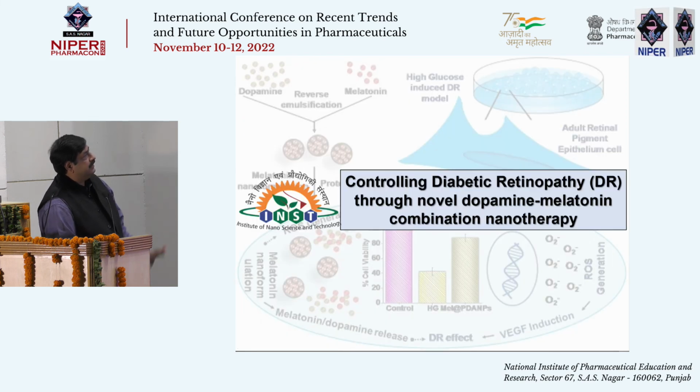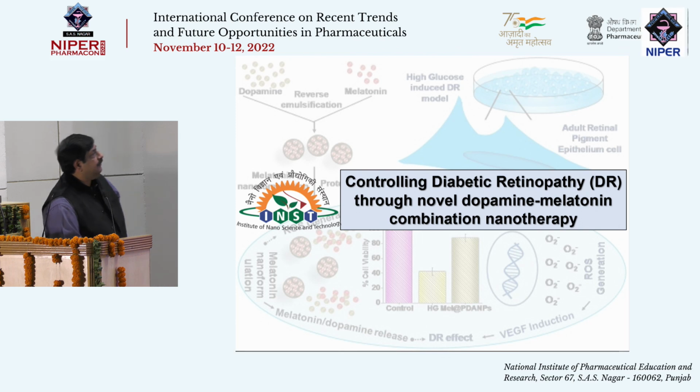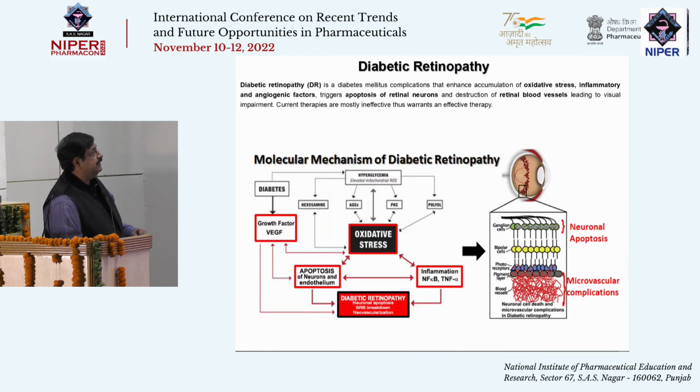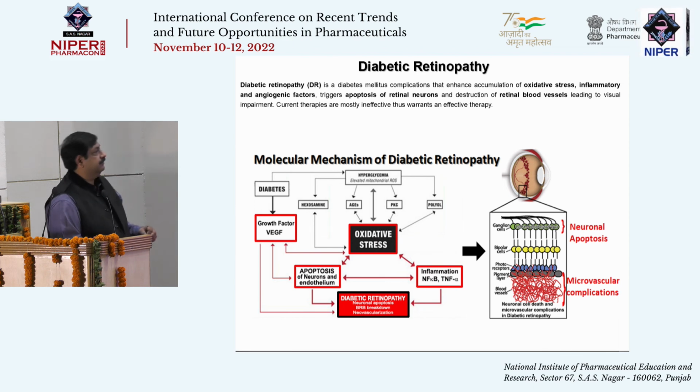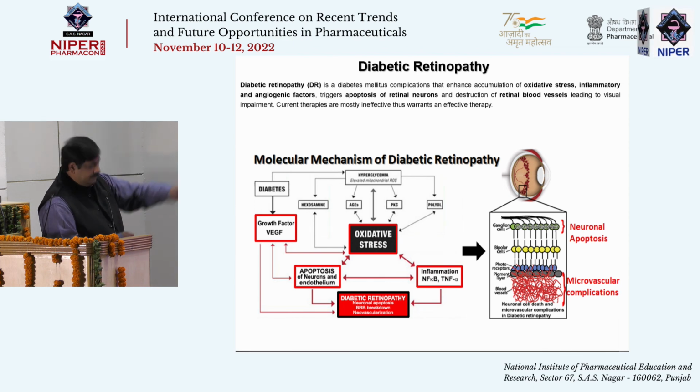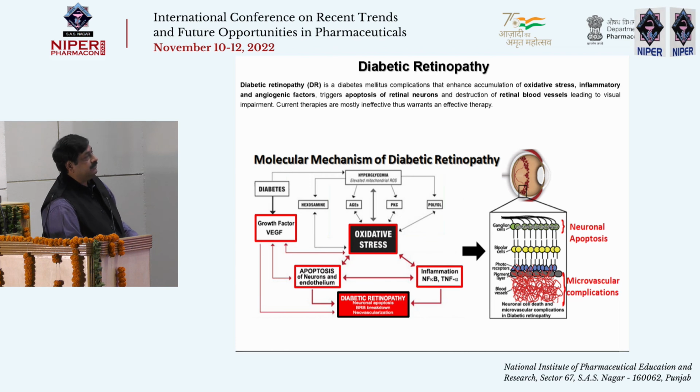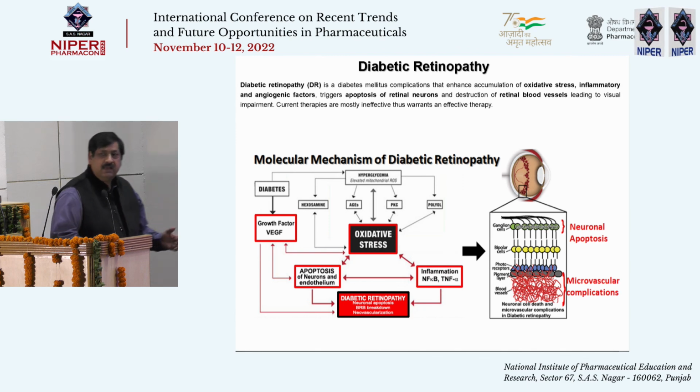And this is the last project, where we have used the dopamine-melatonin nanoformulation for diabetic retinopathy. Basically, diabetic retinopathy is a diabetes mellitus-associated complication where neuronal apoptosis and microvascular complications happen due to high oxidative stress, inflammation, apoptosis, and angiogenic factors.